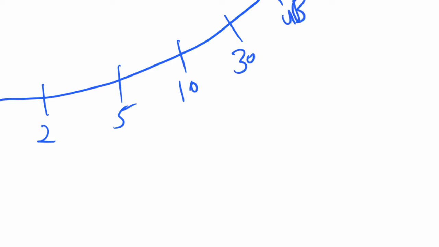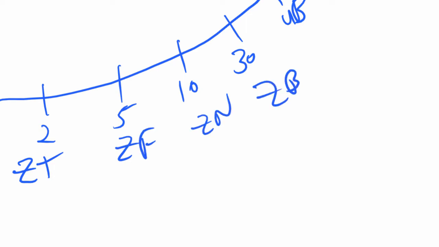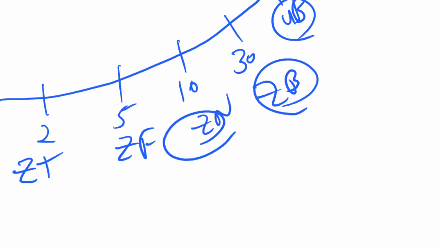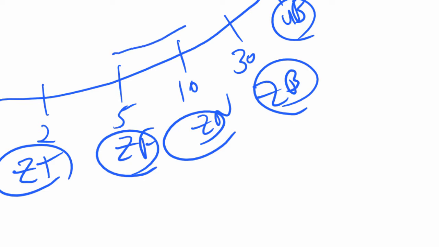So if we look at the yield curve, we look at it like this. We've got 2-year, 5-year, 10-year, 30-year, and then the ultra bond. So the 2-year is going to be ZT, ZF, ZN, ZB, and then UB. Okay, so I'm just going to do a little example, and the example that I want to take you through is this part of the yield curve.